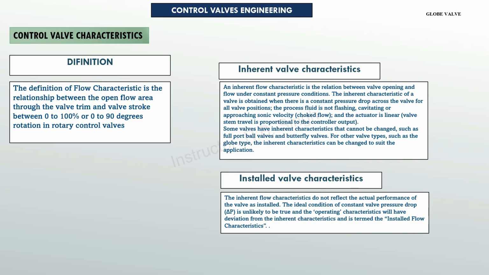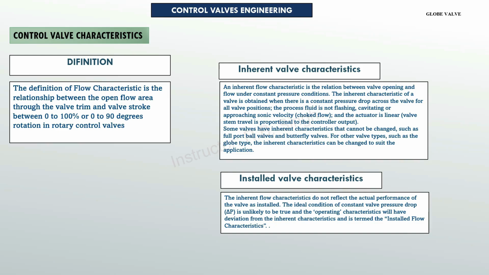The inherent characteristic of a valve is obtained when there is a constant pressure drop across the valve, but that is not possible in a valve installed in the pipeline, because due to the pump head pressure, the different line losses, and the control valve losses, there cannot be a constant pressure through the valve. That is why we say installed characteristics are different from inherent characteristics. But to achieve the maximum from installed characteristics, we need to learn how inherent characteristics are defined.